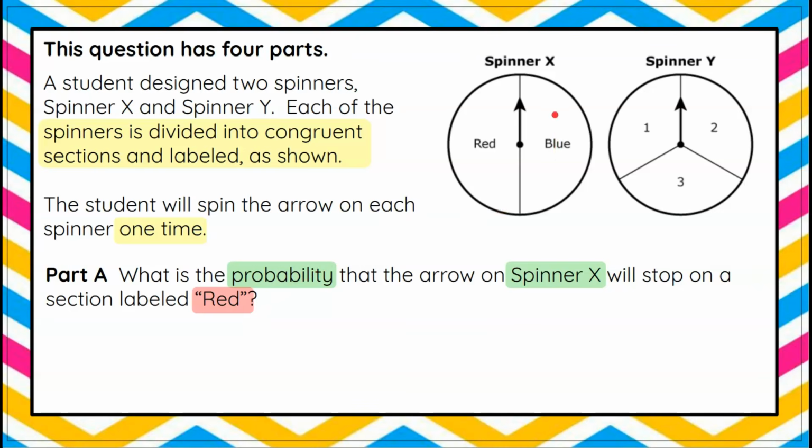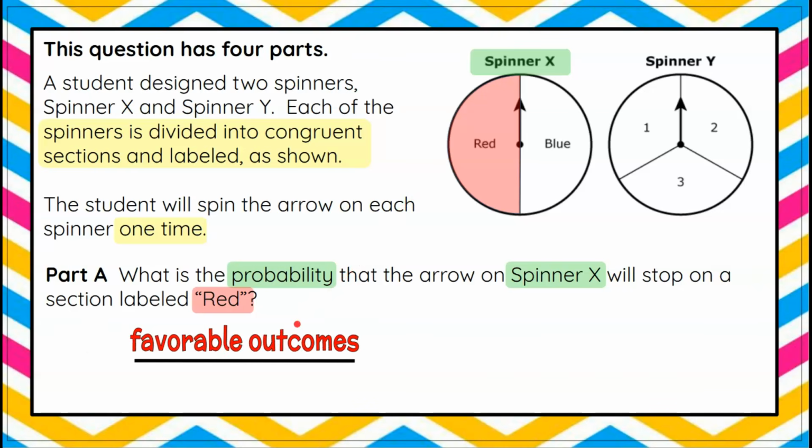So let's go to spinner X. This is the spinner we're talking about, and we want it to land in the red section. So when we think about probability, we want to understand that it's a ratio. It's the ratio of favorable outcomes, meaning what do we want to happen, out of how many possible outcomes in total there are. So when I look at spinner X, there's 2 outcomes.